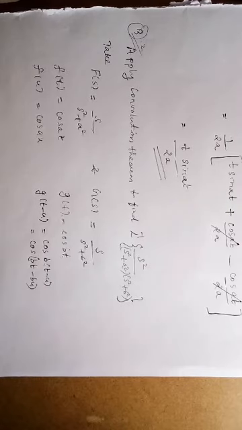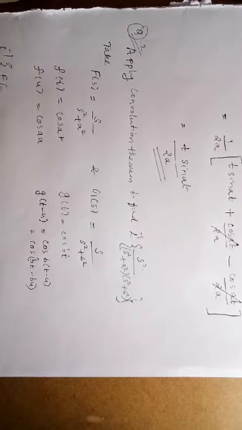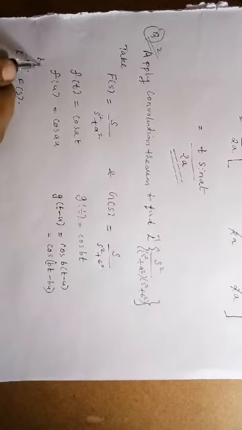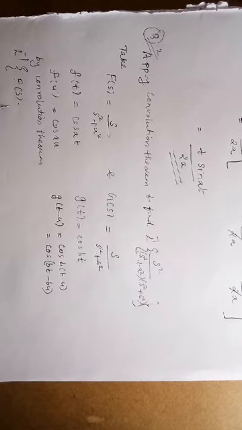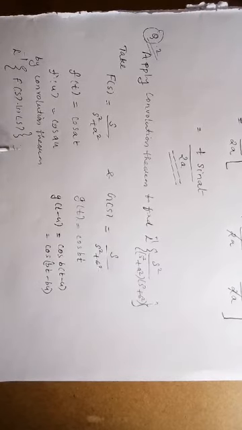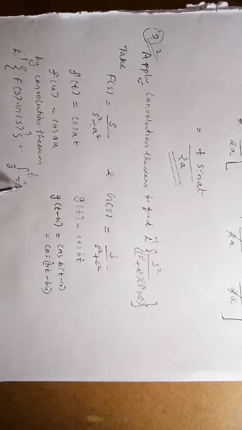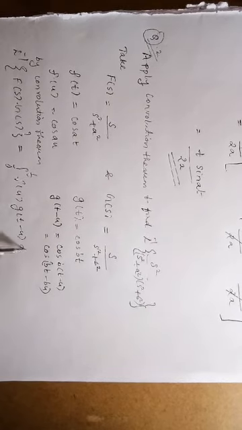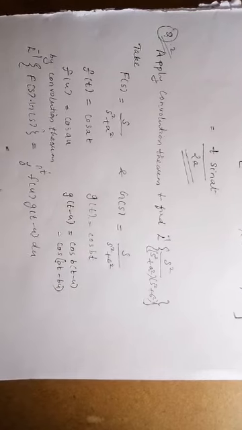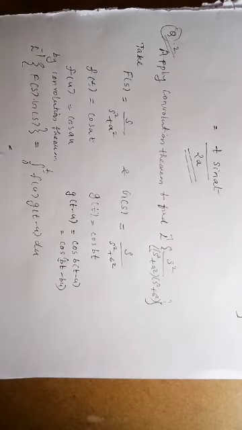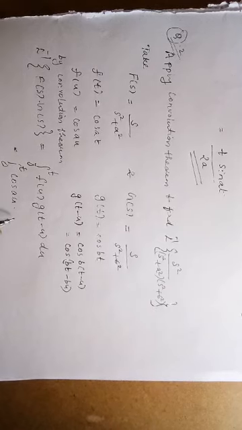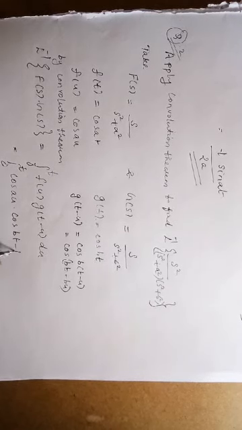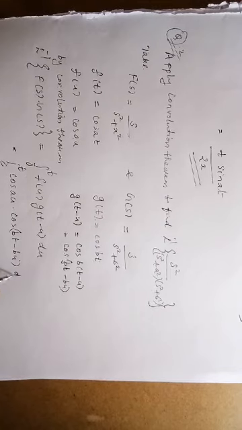Now the convolution theorem. By the convolution theorem, L inverse of f of s into g of s is equal to the integral from 0 to t of f of u g of t minus u du. Now simply substitute this. What is f of u? f of u is cos au and g of t minus u is cos of bt minus bu, du.